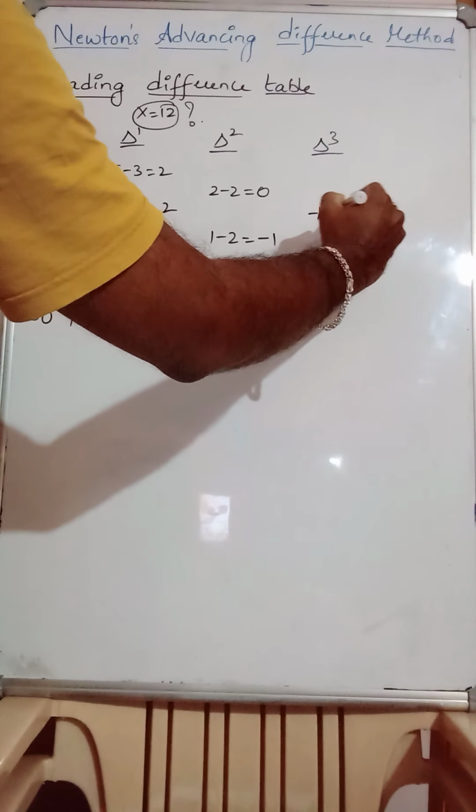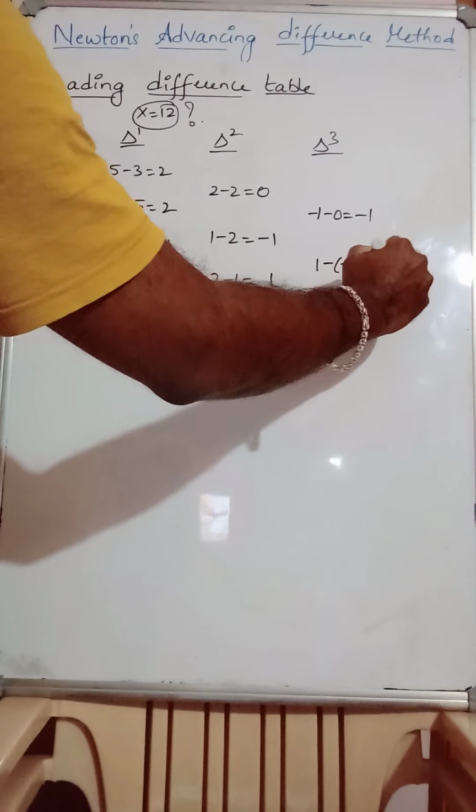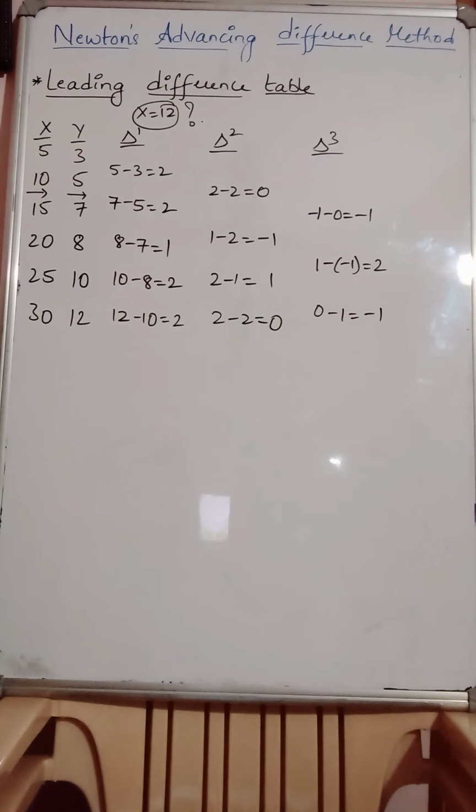Minus 1 minus 0, minus 1. 1 minus of minus 1, 2. 0 minus 1, minus 1. That is the third leading difference.